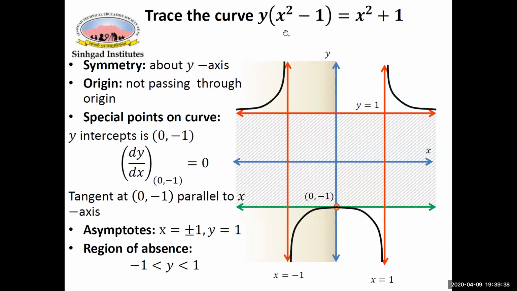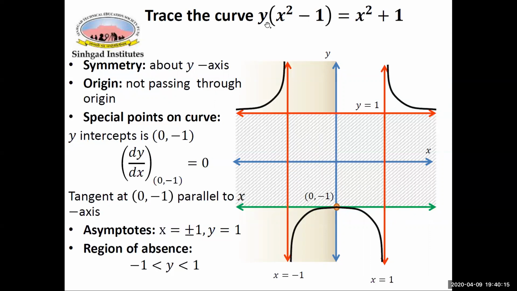Now to find the point of intersection, if you substitute x equal to 0, what will we get? Minus y is equal to 1, that is y is equal to minus 1. So what is the point of intersection? 0, minus 1 is the point of intersection. Find the value of dy by dx. Naturally, the tangent will be parallel to the x-axis, so it should be what? 0.